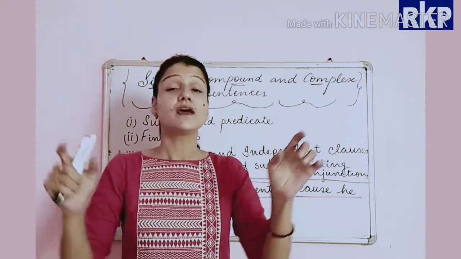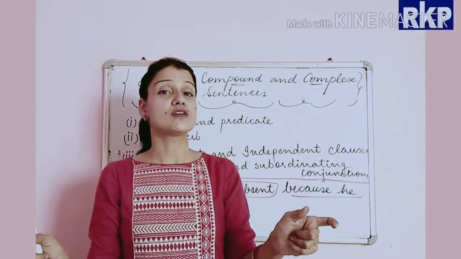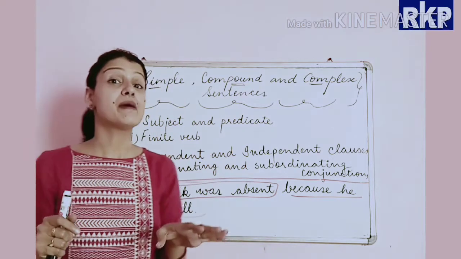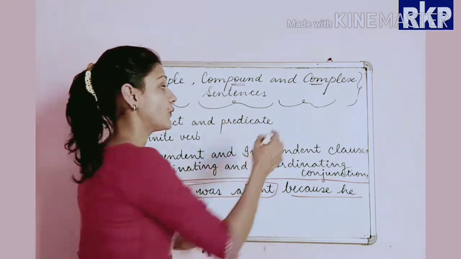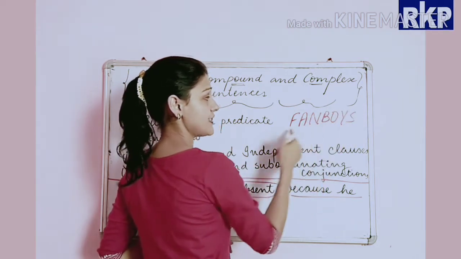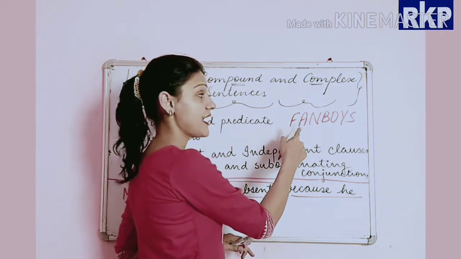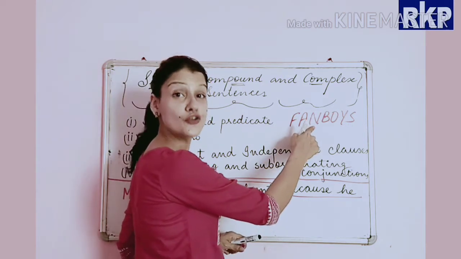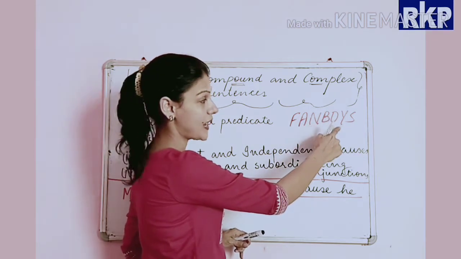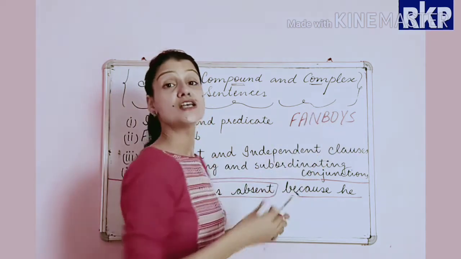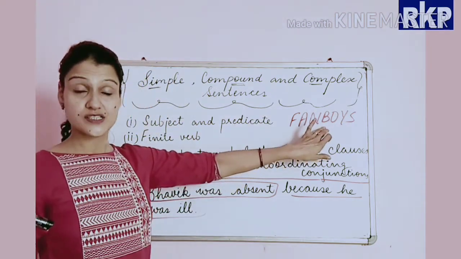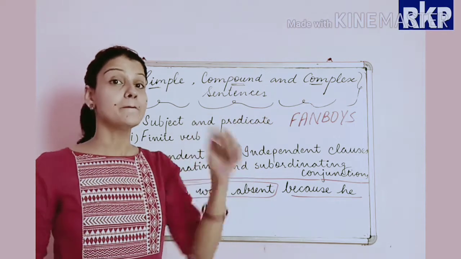So we join independent clauses or main clauses with the help of coordinating conjunctions. And you can remember coordinating conjunctions with the help of this word, FANBOYS: F for, A and, N nor, B but, O or, Y yet, S so. Alright, so these are our coordinating conjunctions, which always join two main clauses.